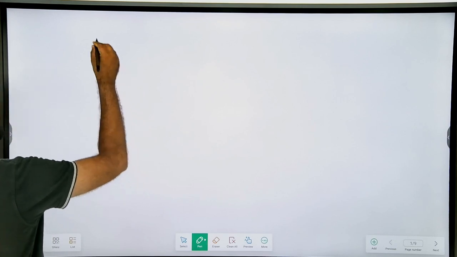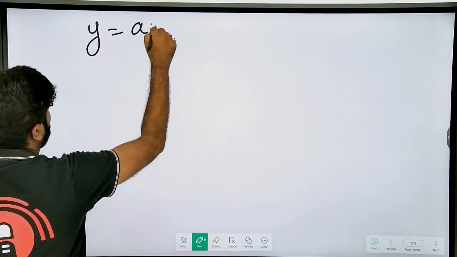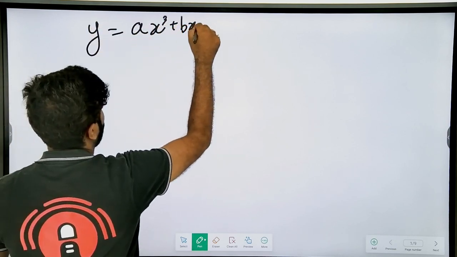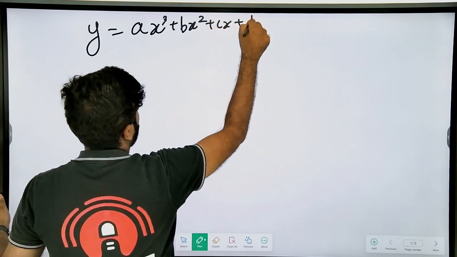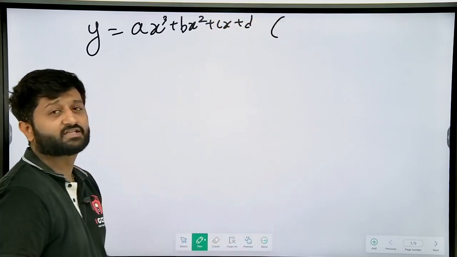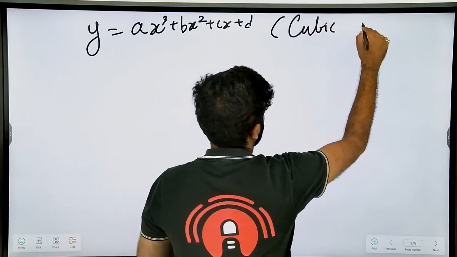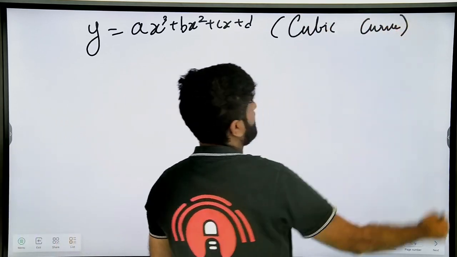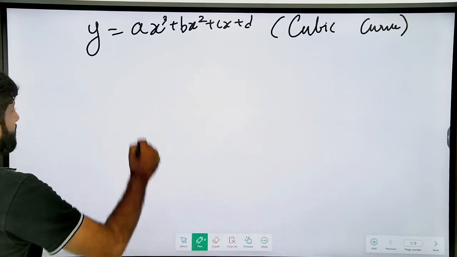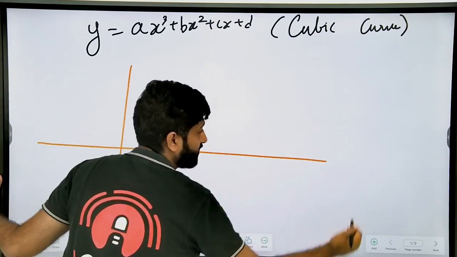Now, the next shape of curve is the cubic curve, or an equation which is in the form of ax cubed plus bx squared plus c. Right, this is the last type of curve, known as the cubic curve. Now, what is the general shape of a cubic curve?